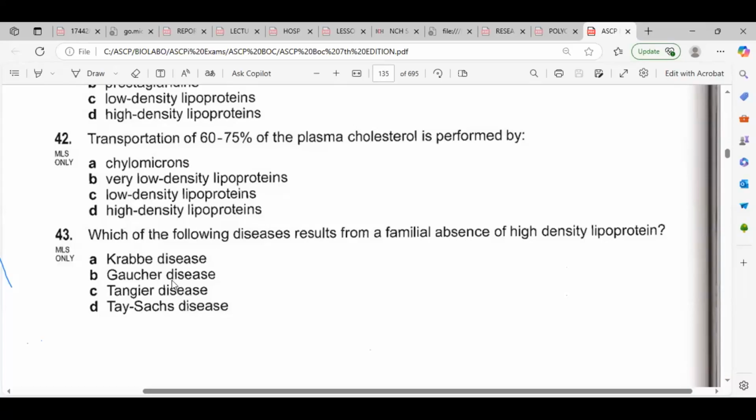Okay. Yeah, so for more information, we have it there. You can open lipids and lipoproteins, and it will be very helpful.